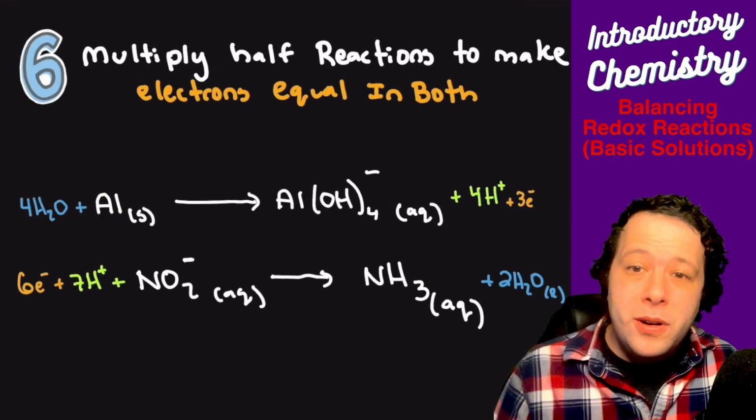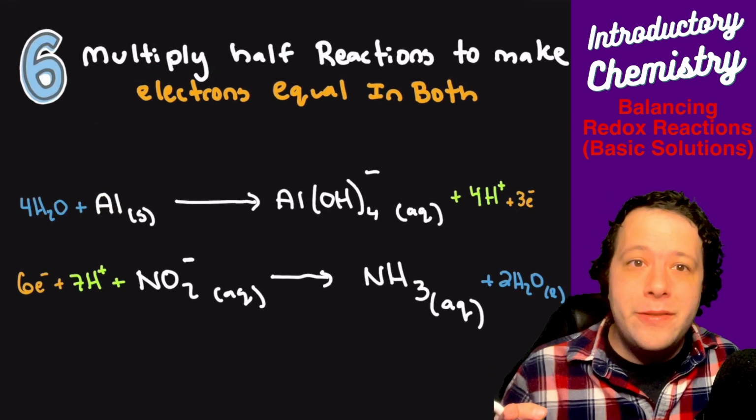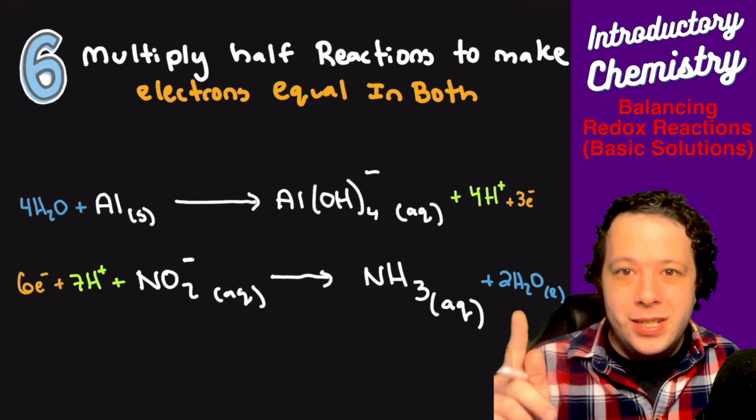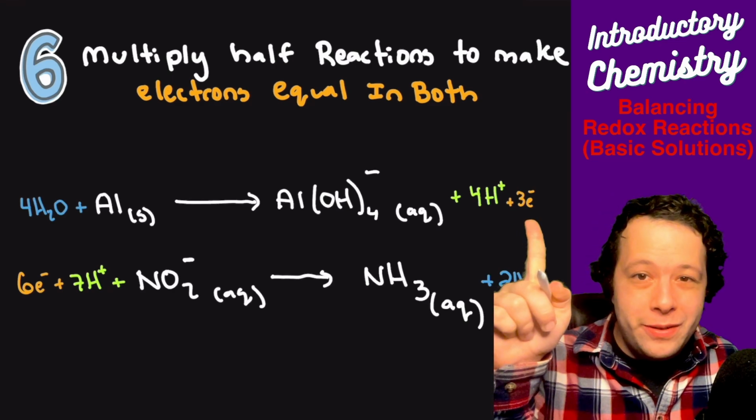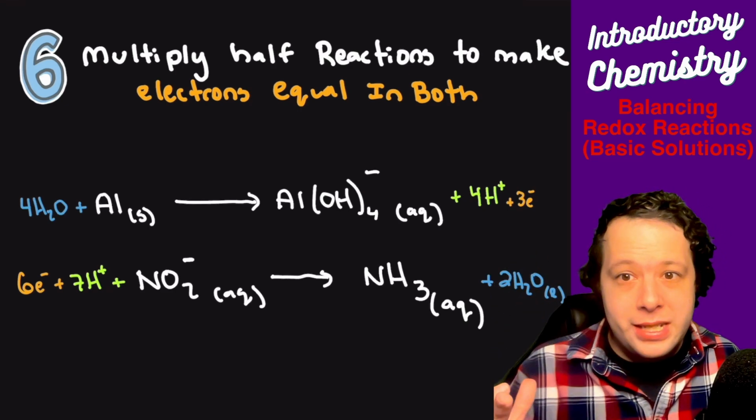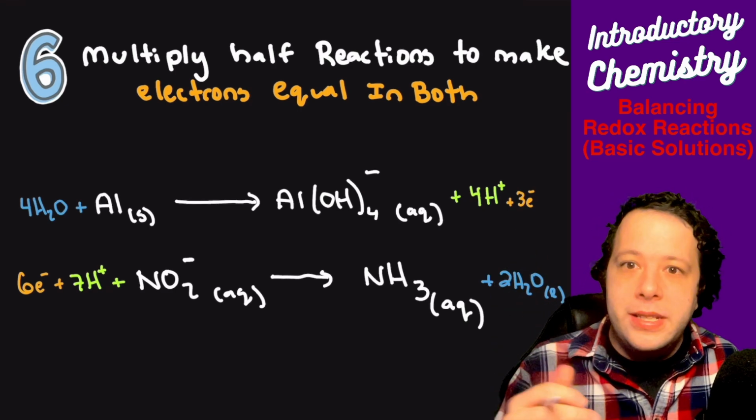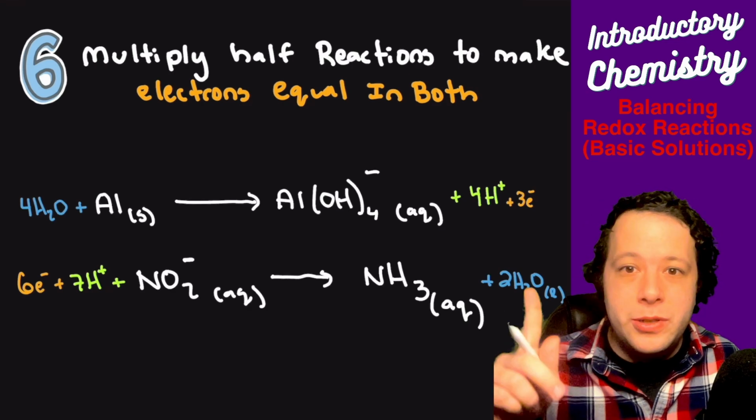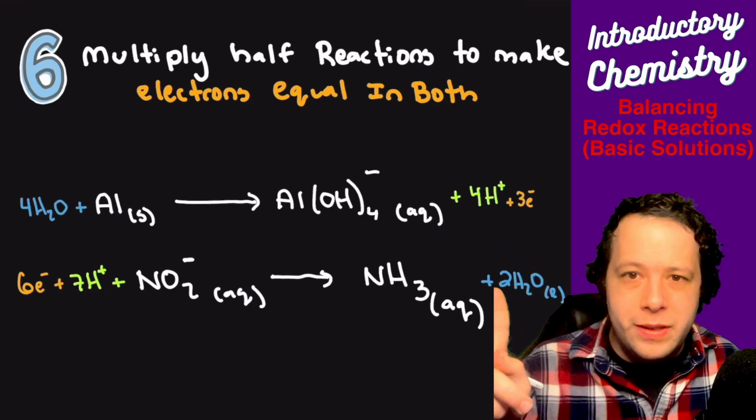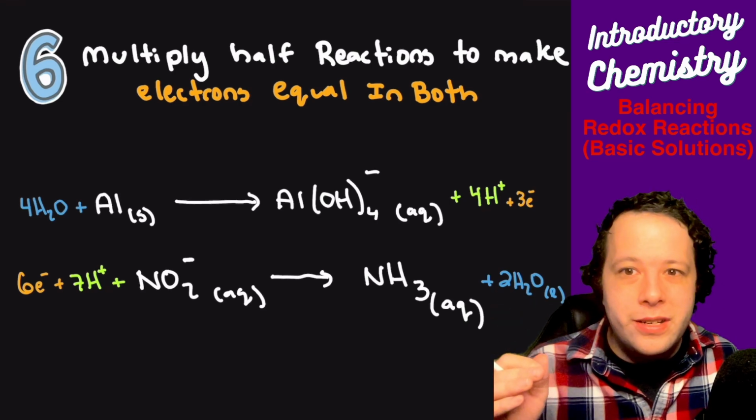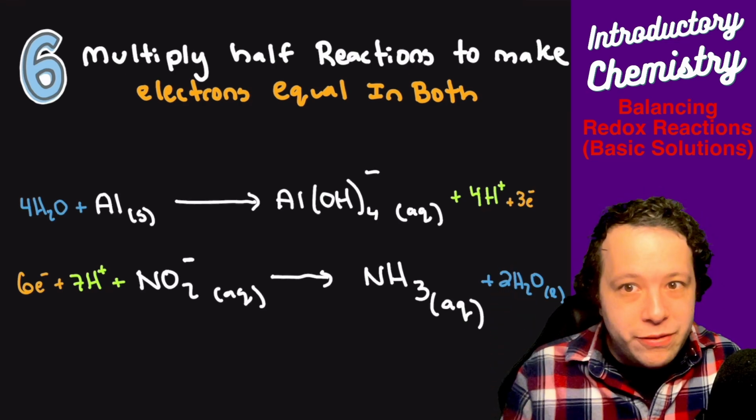Okay, this is the part where we now multiply the half reactions to make the electrons equal in both. Notice how we have 3 electrons on the top here, and on the bottom equation we only have 6 total. So that doesn't show an equal transfer of electrons. Generally, we usually multiply both of them by each other's electrons to make them equal to each other, especially if it's like 2 and 3, for example.